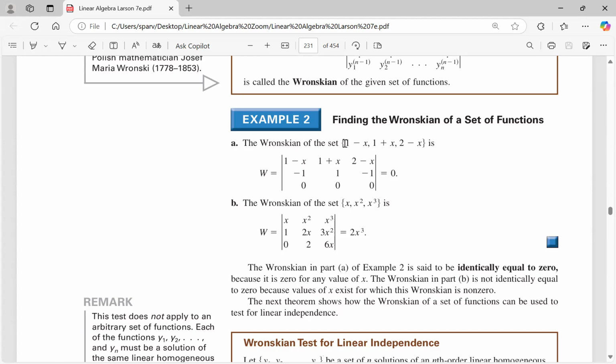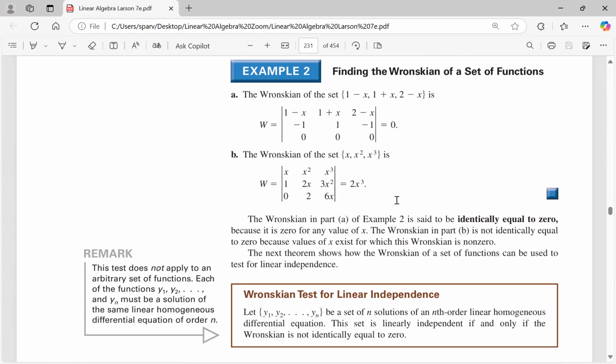Here he has a set, right? This is the solution set, let's say. So here's y1, the first derivative, second derivative. Here's y2. Below it, first derivative, derivative of x is 1, second derivative, derivative of 1 is 0, and so on. Now this determinant is 0. Notice in part B, the Wronskian, the determinant is not 0, it's 2x cubed.